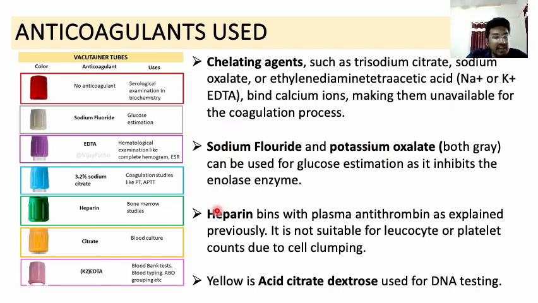Heparin mechanism I have explained already, how heparin causes the anticoagulant effect. But heparin is normally not used for leukocyte enumeration because it causes cell clumping. The yellow is used for acid citrate dextrose, and it is usually used for DNA testing like DNA fingerprinting, paternity testing, etc.